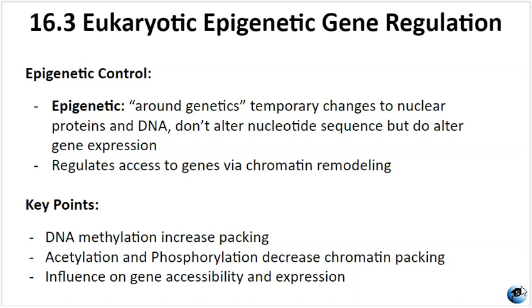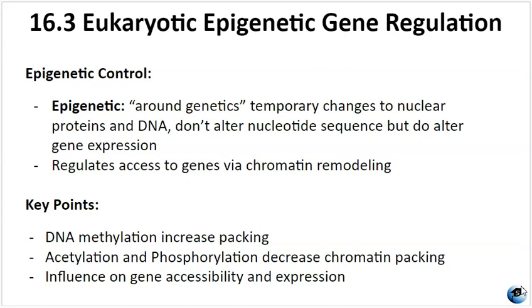DNA methylation is another common epigenetic modification. It involves adding a methyl group to certain regions of the DNA, and this increase in methylation leads to tighter packing of the chromatin, effectively silencing the associated genes.